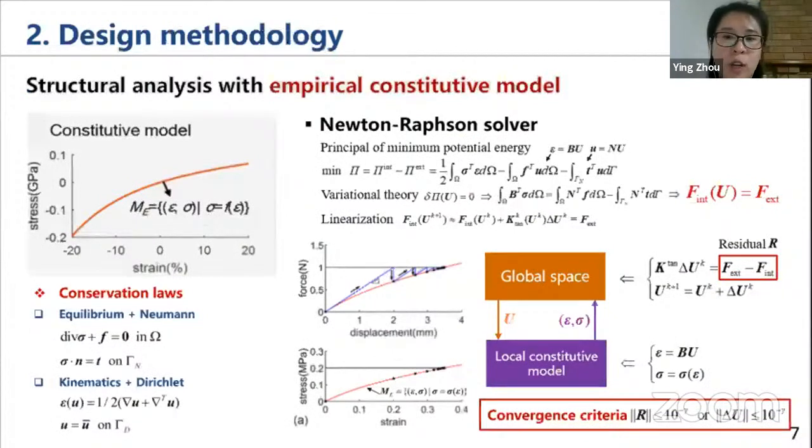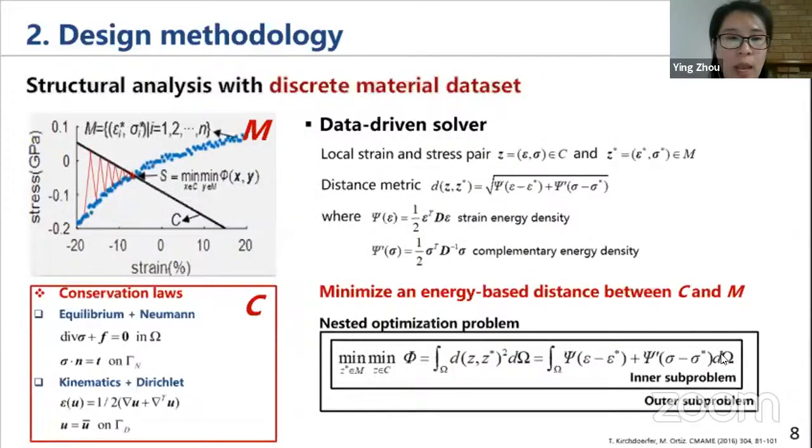Traditionally, the structural analysis for nonlinear problems is solved with the Newton-Raphson solver. The displacement field is calculated globally, and the strain-stress state is calculated locally. This iterative process is carried out provided the constitutive model is given in closed form. It stops when the residual of the displacement increment is smaller than a given threshold. However, the process is not effective when the discrete material dataset is used.